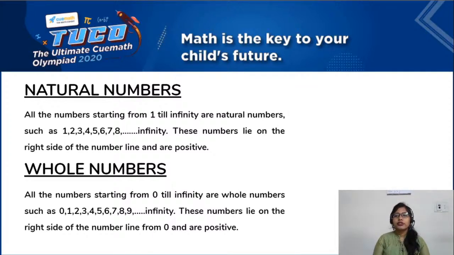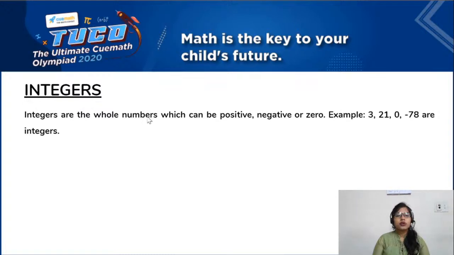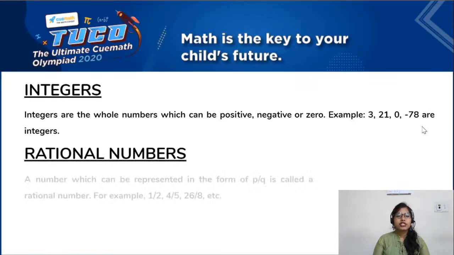Okay, coming to the next part, that is integers. Integers are the whole numbers which can be positive, negative, or 0. Example: 3, 21, 0, minus 78 are all integers. So it covers both the negative and positive numbers with a 0. Okay. Coming to the next part, rational numbers.